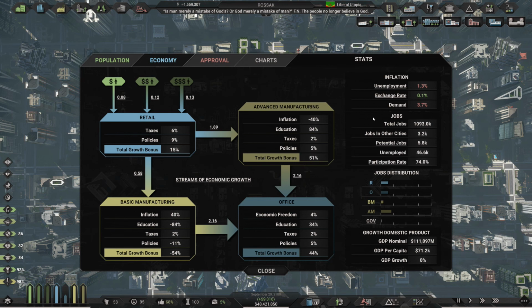Jobs distribution: here you have a bar graph that shows the jobs distribution between retail, office, basic manufacturing, and advanced manufacturing. Very little in service and government jobs. GDP nominal is 111,097 million, so that's over a billion. GDP per capita, 71.2 thousand. GDP growth, zero.